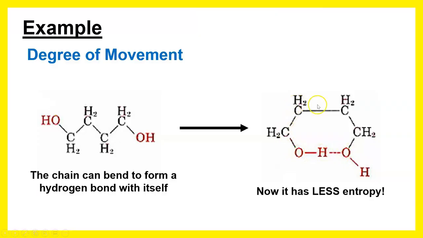And look what happens to the overall shape. Now it can't move around nearly as much. This ring shape does not have as much degree of movement. This would be a decrease in entropy.